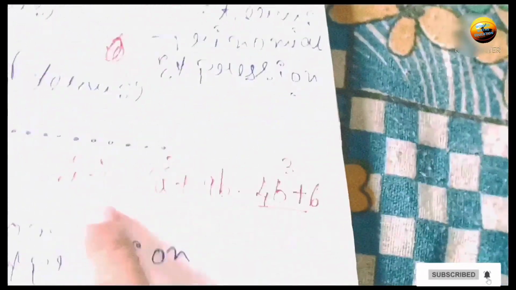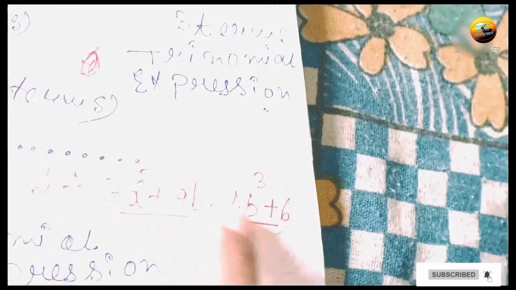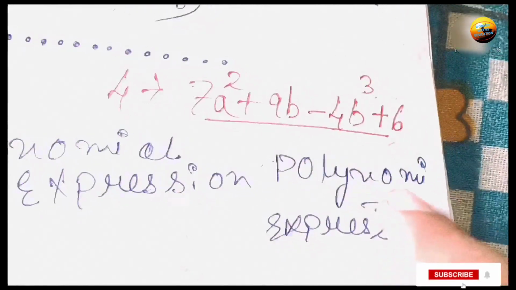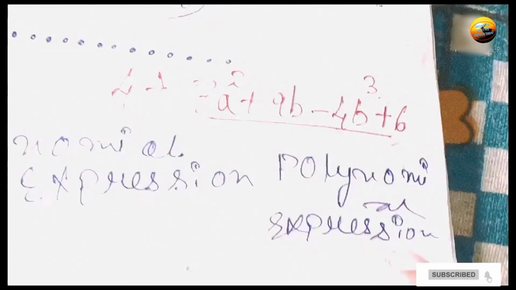And if the number of terms is 4, suppose 7a square plus 9b minus 4 cube plus 6, there you can count 1, 2, 3, 4, so the number of terms is 4. So it will be a polynomial expression here. Polynomial.